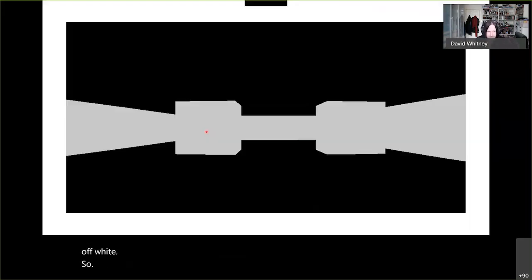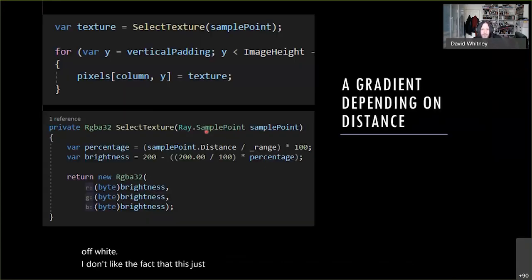So I don't like the fact that this just looks flat. I want to update our code to call a new select texture method.